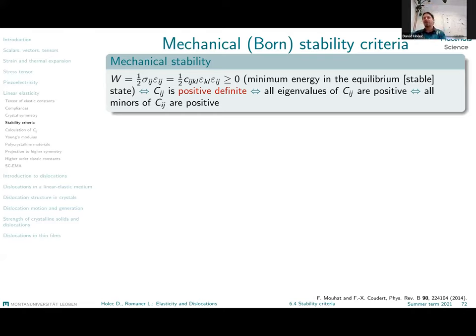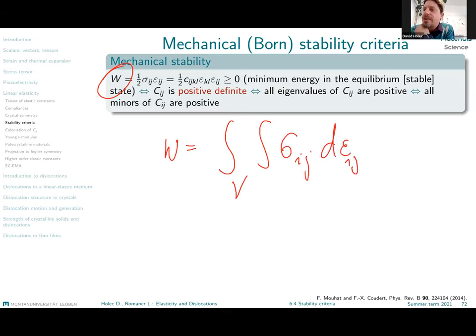So what we can do with the elastic constants, if we now remind ourselves about the expression for the strain energy density. The strain energy can be calculated as the integral over the whole space. And then we integrate for each of these spaces the force times the displacement, and we go from zero deformation to our final strain tensor. So this is how the strain energy is defined, how we obtain it.